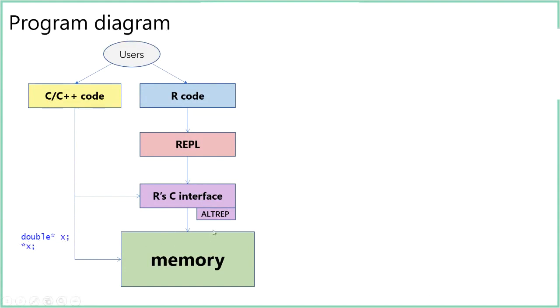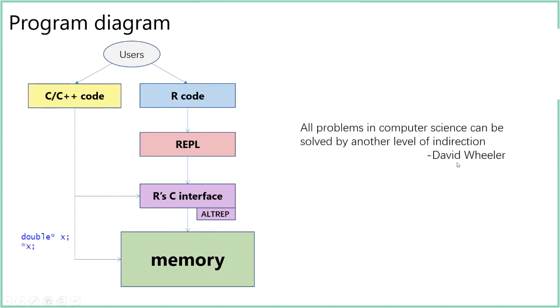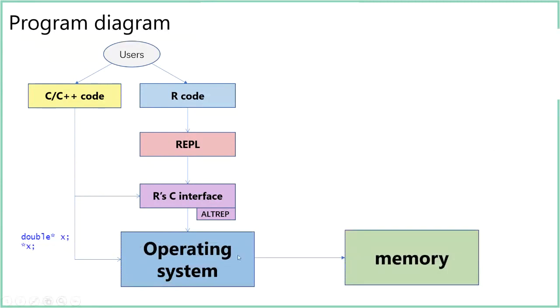That job seems impossible with this diagram, but luckily we have him, David Wheeler. He said all problems in computer science can be solved by another level of indirection. Which means if a problem is too hard to solve, adding one more layer may be helpful and may make the problem solvable. So if this diagram is not enough for our job, we bring this one. We bring the operating system into our game.